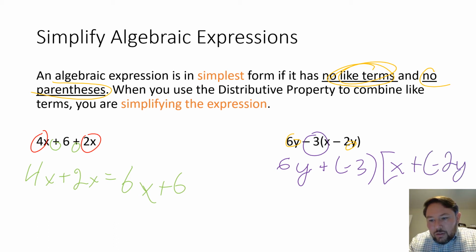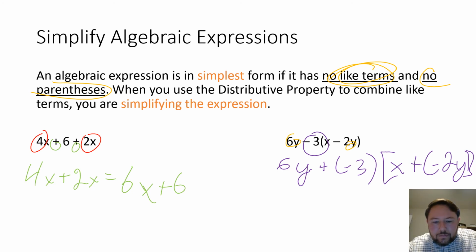Now notice I kept that negative 2y. So notice how I wrote that. I put that negative 3 in parentheses so that I can remember to multiply that into my parentheses. And I put the negative 2 in parentheses so I can have a plus sign and I can still have a negative 2 there. So I don't get confused about my plus and minus signs. So now I just start multiplying.